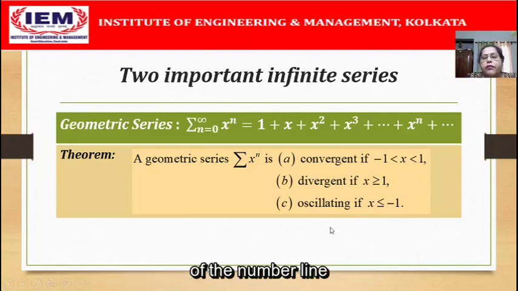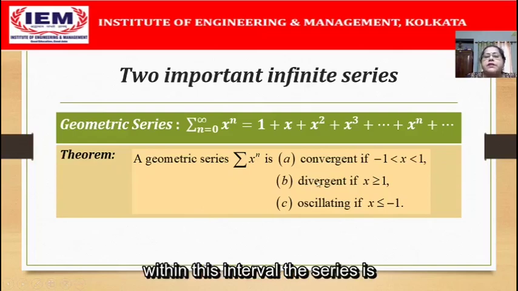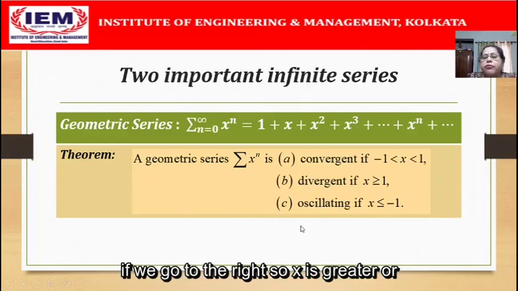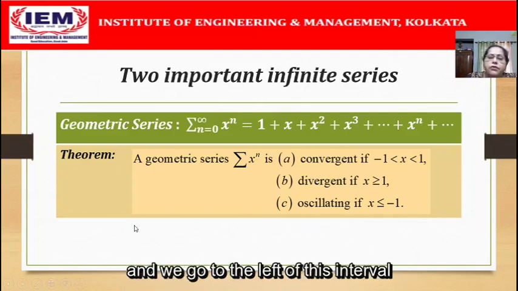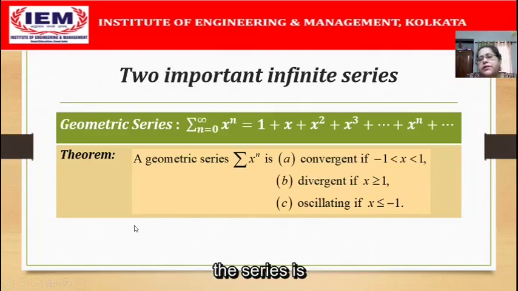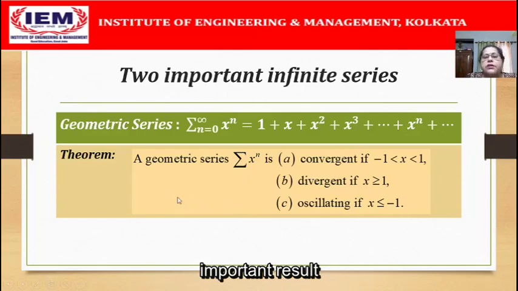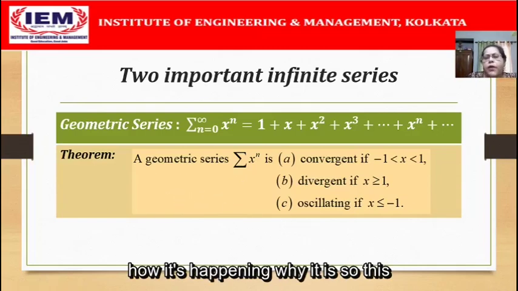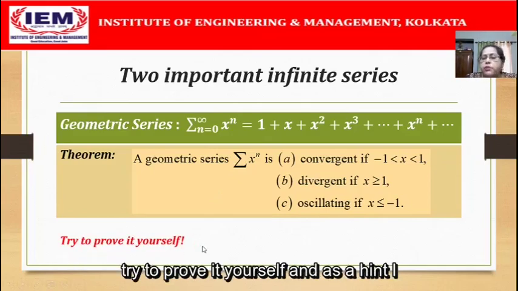So if we think of the number line and the open interval -1 to 1, see that within this interval the series is convergent. If we go to the right, so x is greater or equal to 1, it is divergent. And if we go to the left of this interval, the series is oscillatory. So this is a very, very important result to be remembered. And how it's happening, why it is so, this will be a homework for you. Try to prove it yourself.